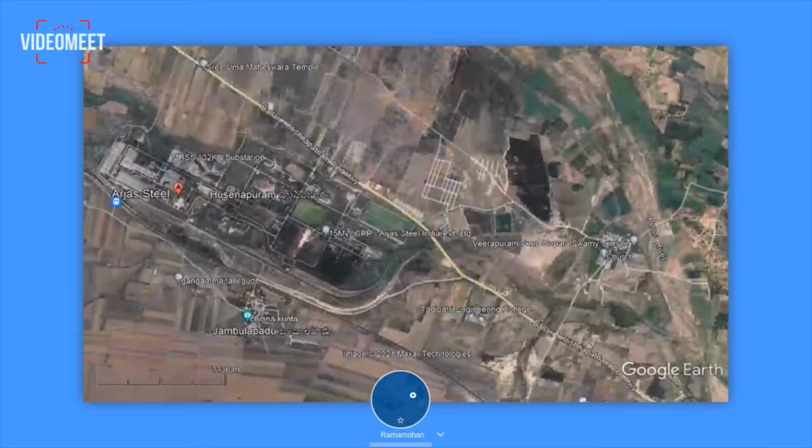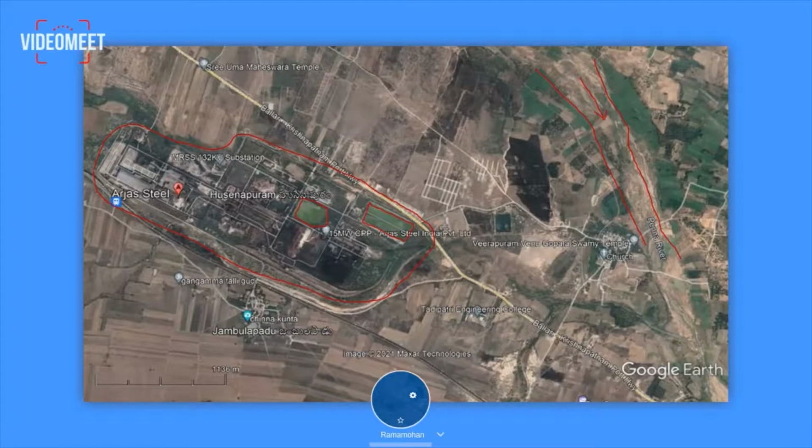So this is the picture taken from Google Earth, and this is the whole steel plant location. It shows all the premises at one place, and you can see here the water storage pond or tank where they bring in all the water from the bore wells. This is the riverbed, and you see that there is no flow of water most of the time in a year. It is a dry riverbed, but there is water in the sand that is available for pumping.